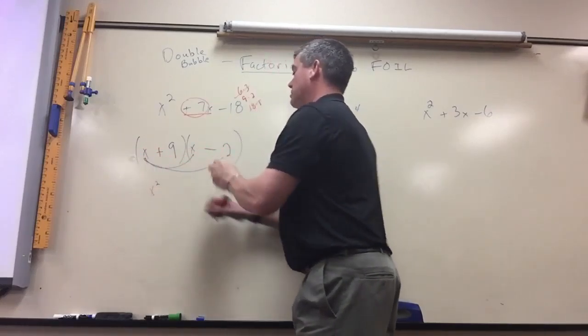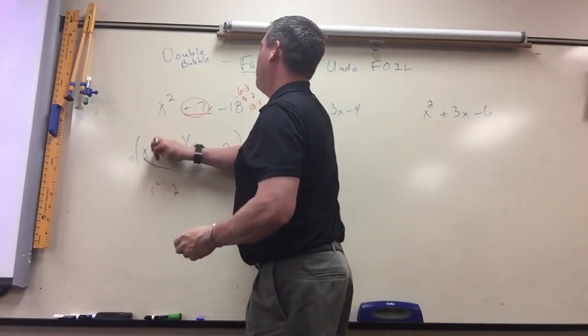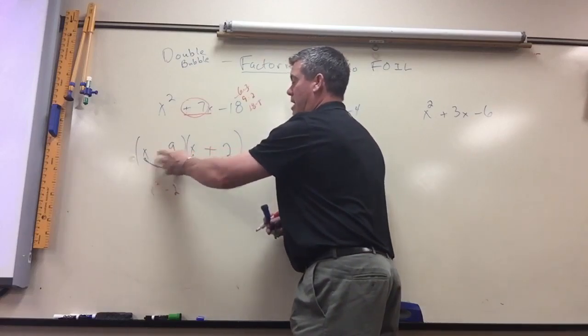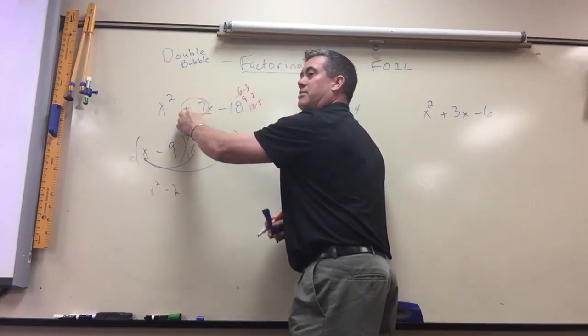Wouldn't you have a negative 9 and a positive 2? No, because if you had negative 9 and positive 2, negative 9 plus 2 is negative 7. You have to end up with a positive 7.